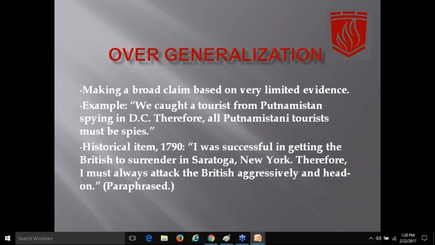For example, we caught a tourist from Vietnamistan spying in the District of Columbia. Therefore, all Vietnamistani tourists must be spies. A historical item that I found was from 1790. This is paraphrased. I was successful in getting the British to surrender in Saratoga, New York. Therefore, I must always attack the British aggressively and head on. This was an historical item. The person who I am paraphrasing is General Horatio Gates, kind of a bit of a scoundrel.